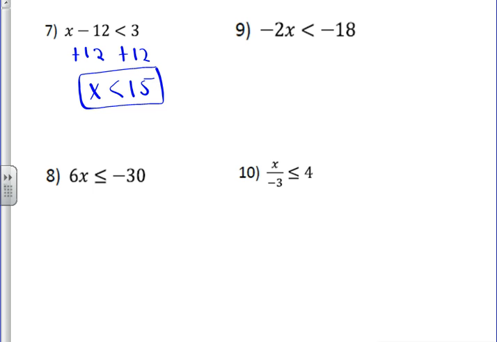Those make this inequality true. And so you could check yourself by just picking a number like 12, plugging 12 back in for x, and you'd see 12 minus 12 is 0. Well, that is a solution. So any number less than 15, 9, or 8, I mean, same thing.